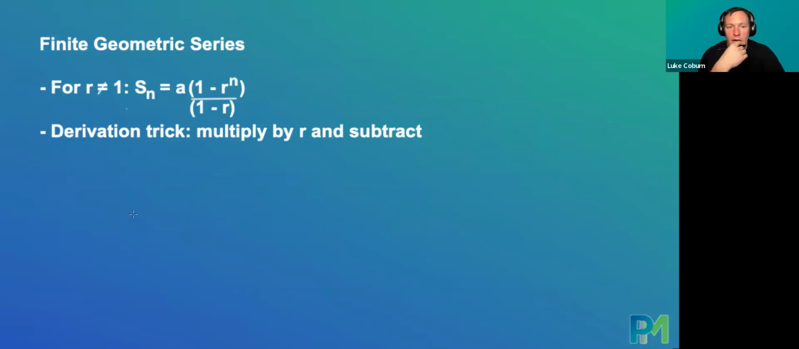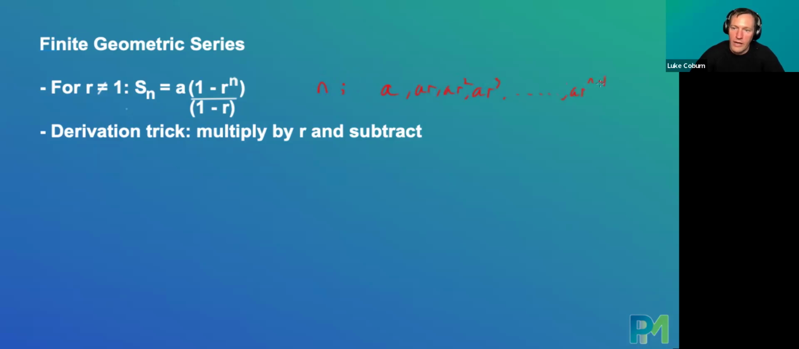How to do this now? Okay, so let's take the sum. So we have like a, ar. Let's write the first n terms of a sequence: a, ar, ar squared, ar cubed, all the way up to ar to the n minus 1.